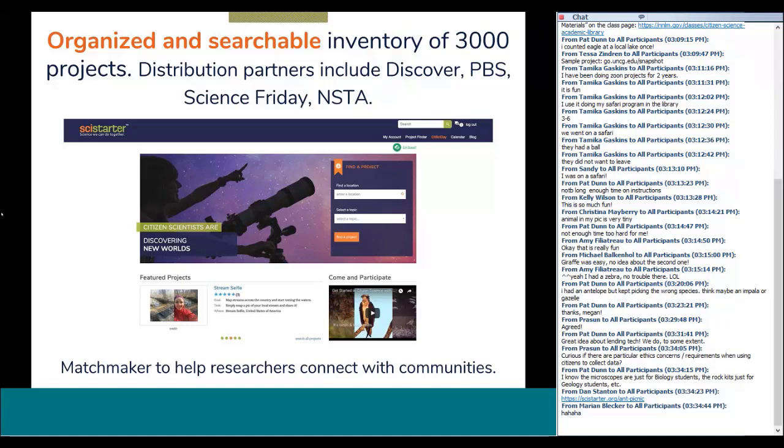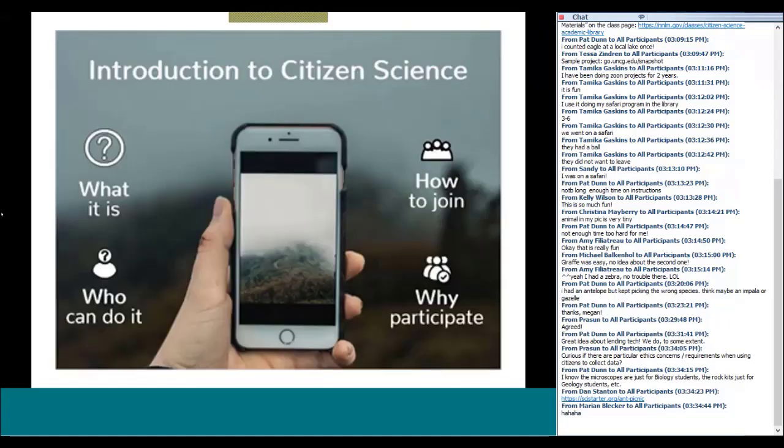And we have strategic partnerships with, for example, Discover Magazine, PBS, Science Friday, and others to help spread the word about citizen science and get as many people doing it as possible. So we'll go to the next slide, please.